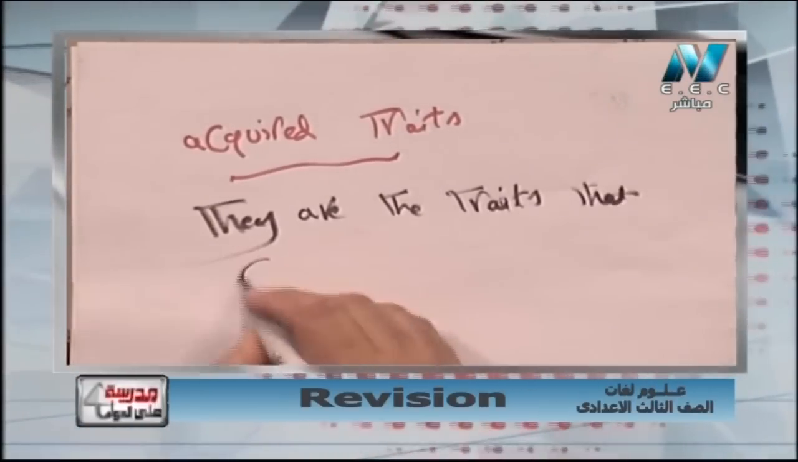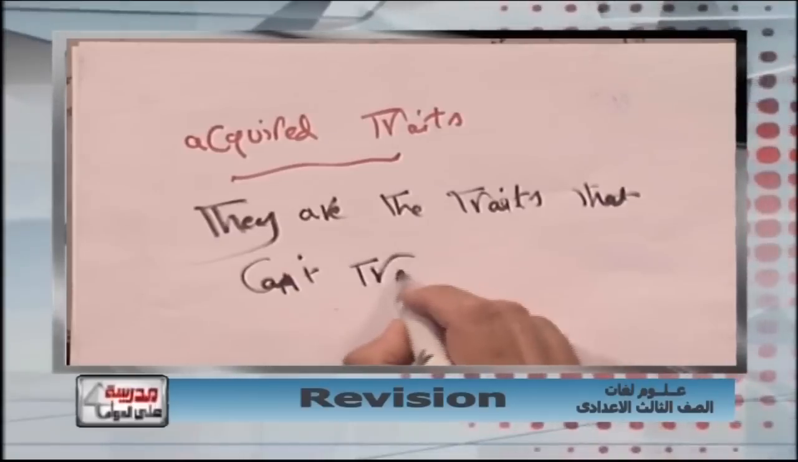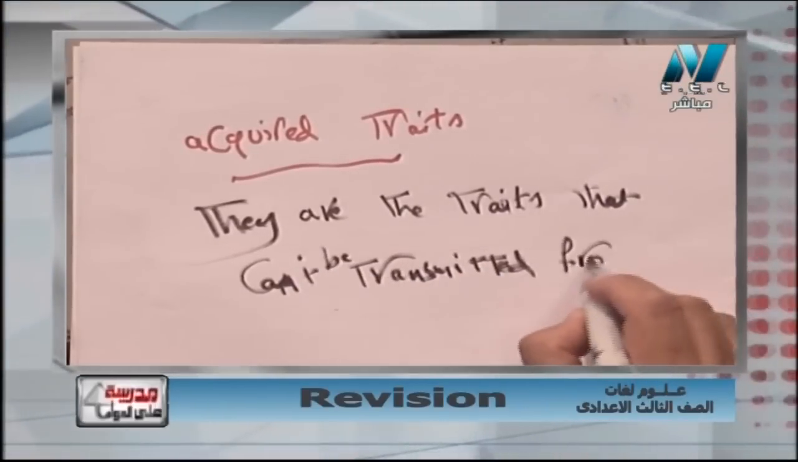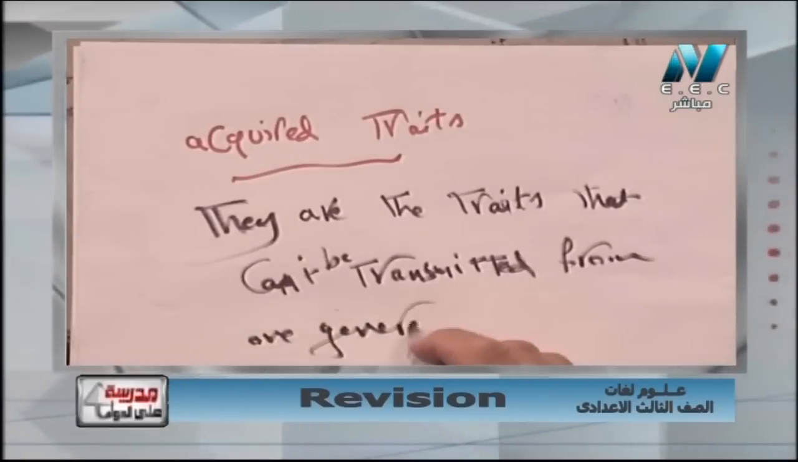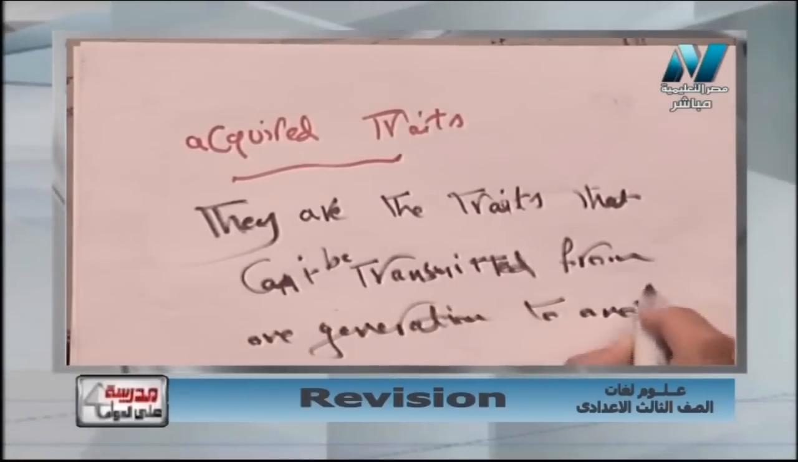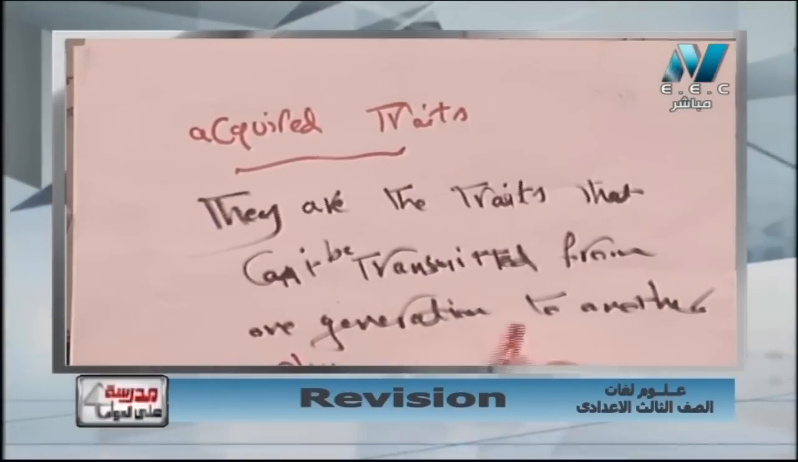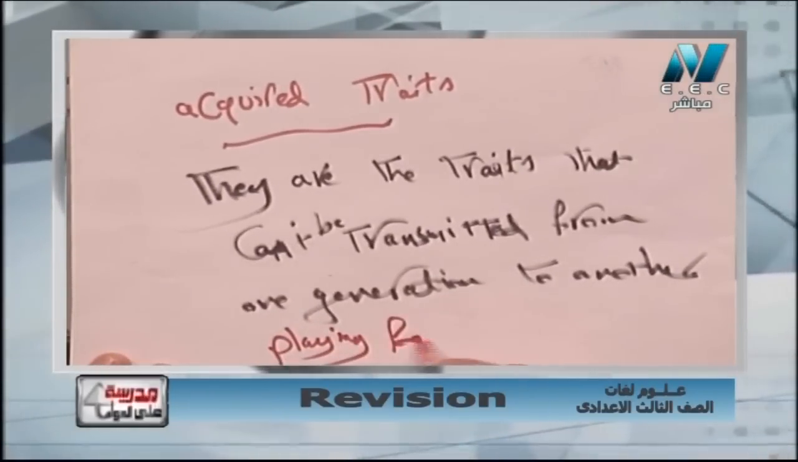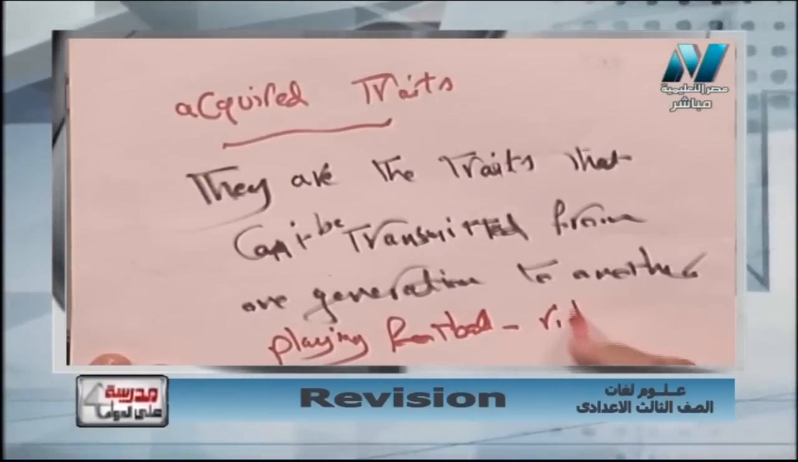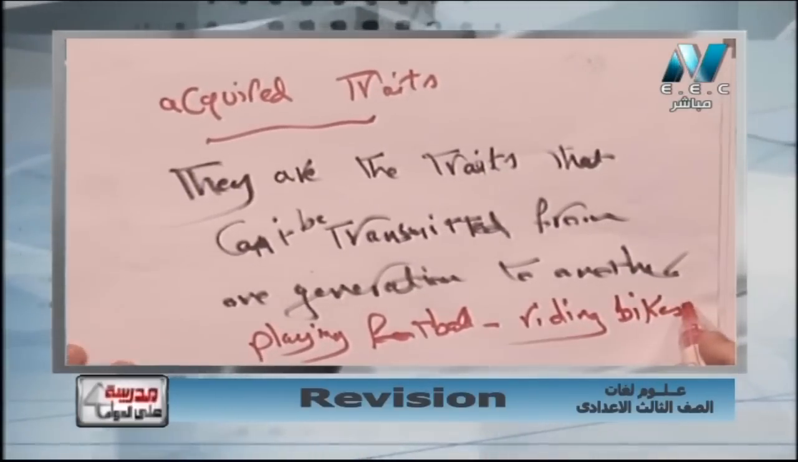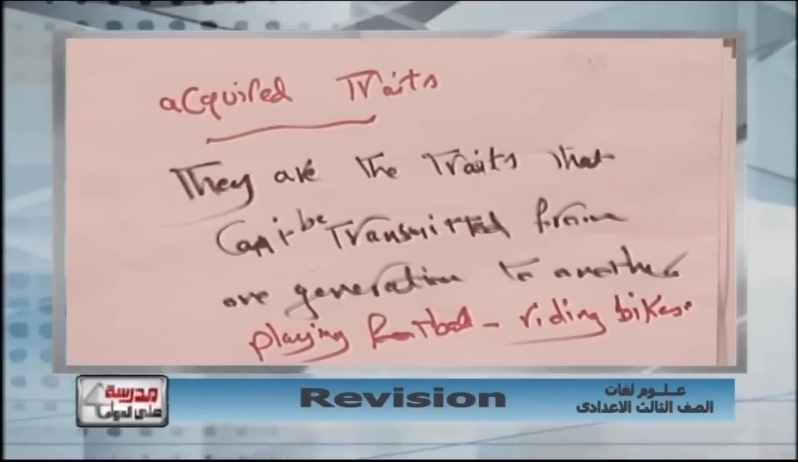They can't be transmitted from one generation to another. Like any playing or any skill, such as playing football, such as riding bikes and so on. All of those traits aren't transmitted from one generation to another. I learn them from the environment I live in or from another person, but they are not related to heredity from my parents, even if they are my father and mother.